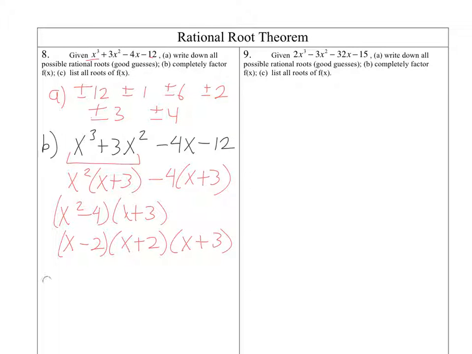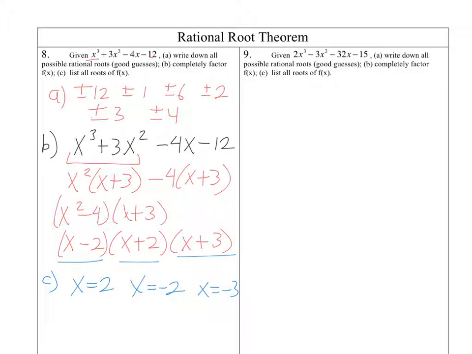Last part is C. We're going to find all the roots of f of x. So the roots are going to be x equals 2. That would make the first piece 0. X equals negative 2. That would make the second piece 0. And x equals negative 3. That would make the third piece 0.